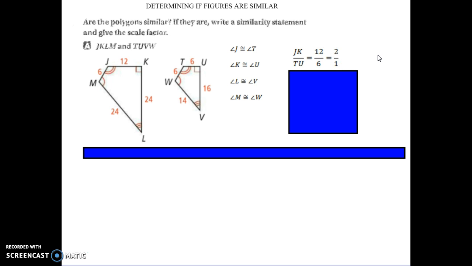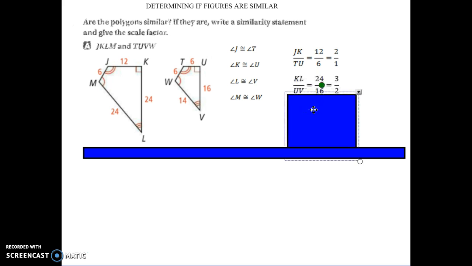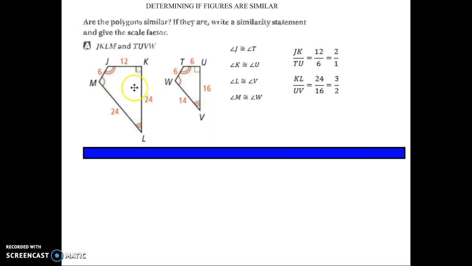If we have a pair of corresponding sides that do not give us that ratio, then we can automatically say these are not similar. So let's go to the next one. I'm going to do KL over UV. KL is 24, UV is 16. Simplifying 24 over 16, we get 3 over 2. So because this number, 2 over 1, doesn't match this number, 3 over 2, we can stop here. Because the minute that our ratios do not match, we can automatically say that they're not similar.